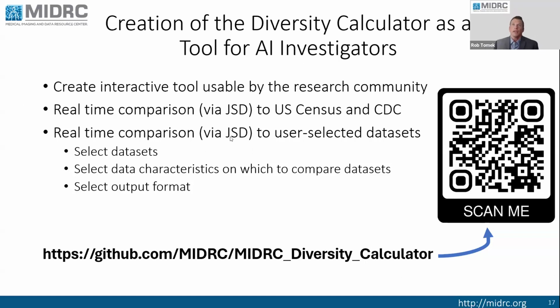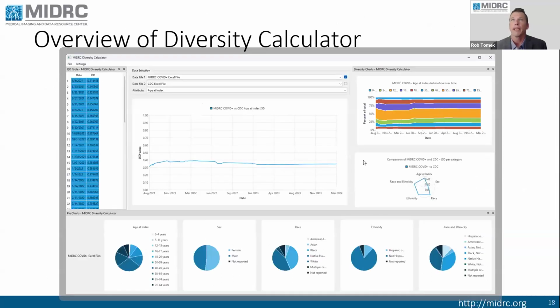So yeah, thanks, Heather. I've created an interactive tool that's usable by the research community now, and it provides some real-time comparison via this Jensen-Shannon distance of our MIDRC data that we've collected for chest x-rays to the US Census and to the DDC. Our overall goal of this software is to provide a real-time comparison by this Jensen-Shannon distance to any user-selected data set, so that the user can select a data set, select their data characteristics on which to compare a data set, and then eventually select their output format.